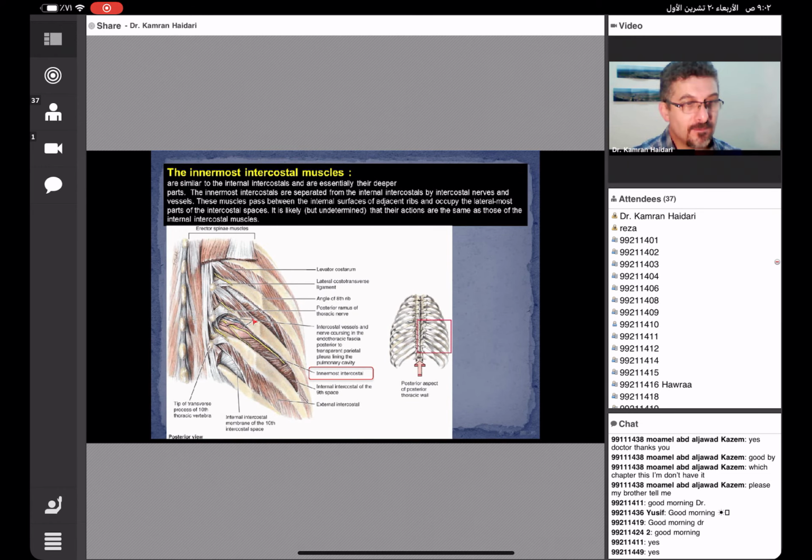Be careful with the insertion of this muscle, you can find it. This is the angle of a rib. If you remember, I told you on the external surface of the rib, angle is indicated by the oblique ridge. And you can see the attachment or insertion of this muscle is between the angle and the tubercle. Angle and the tubercle of a rib.